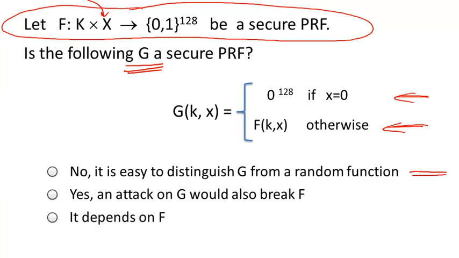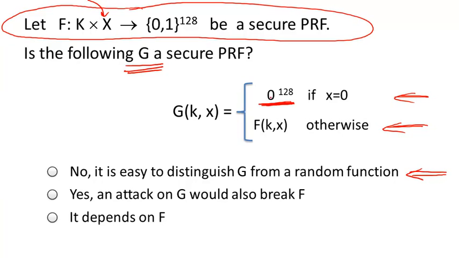The answer, of course, is that it's very easy to distinguish the function G from a random function. All the adversary has to do is query the function at x equals 0. For a random function, the probability that the result is going to be 0 is 1 over 2^128, whereas for G, he's always going to get 0, because at 0 the function is always defined to be 0 no matter what the key. So he would say, I'm interacting with a pseudo-random function if he gets 0 at x equals 0, and he'll say, I'm interacting with a random function if he gets non-zero at x equals 0.